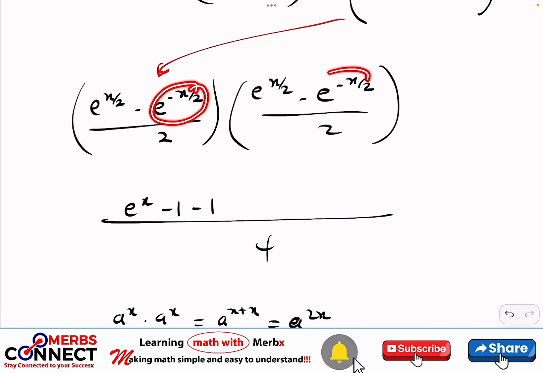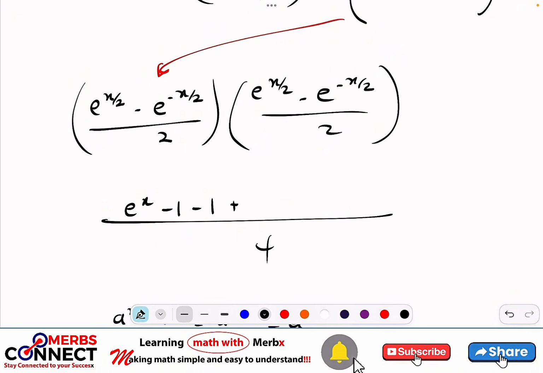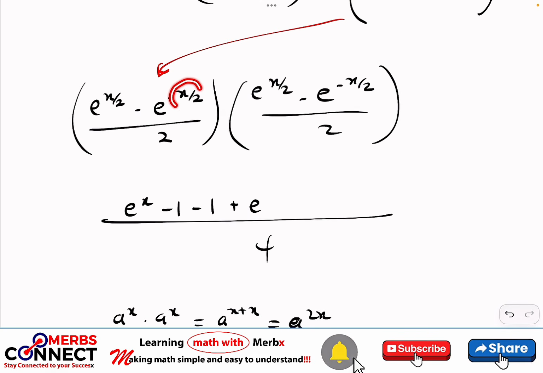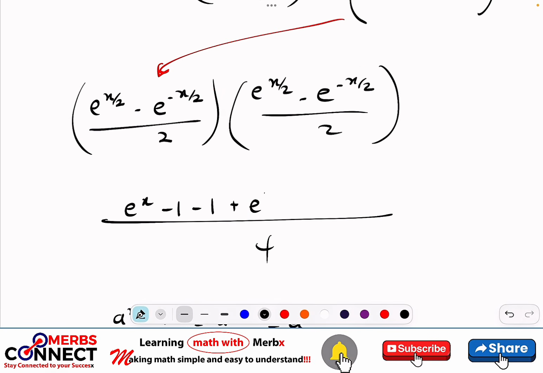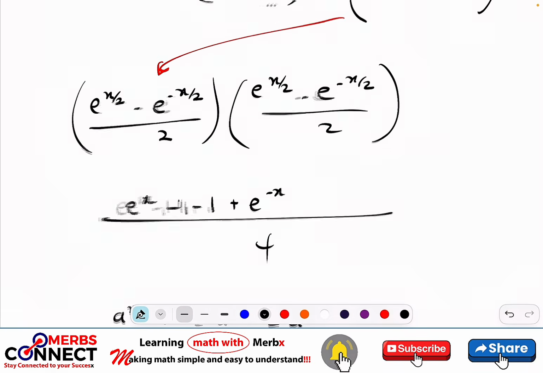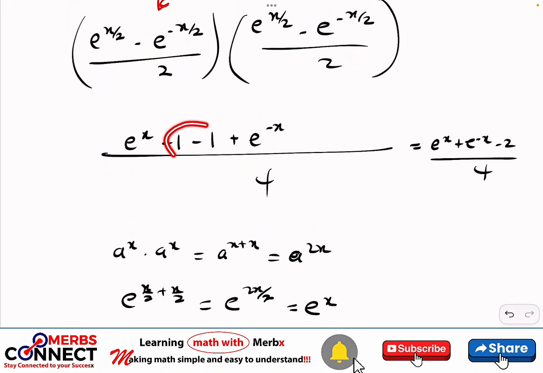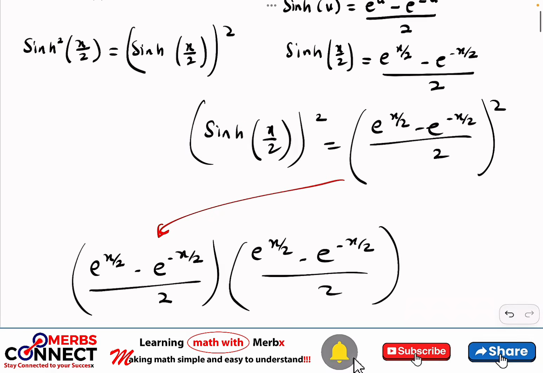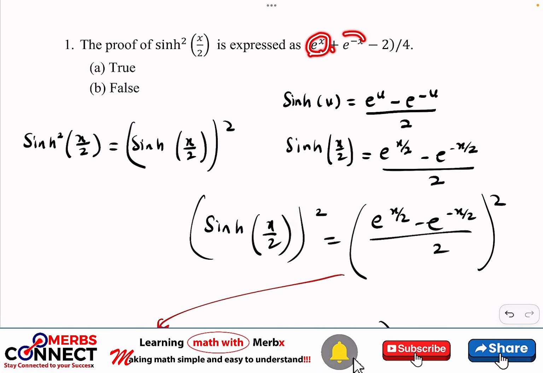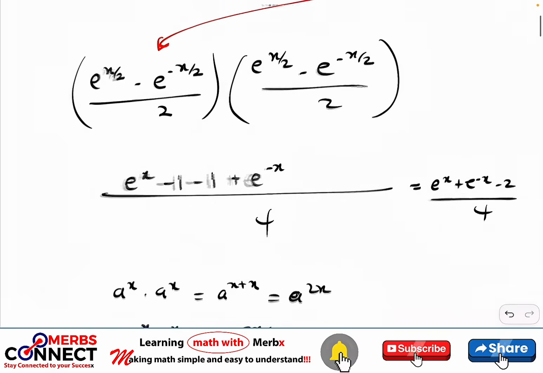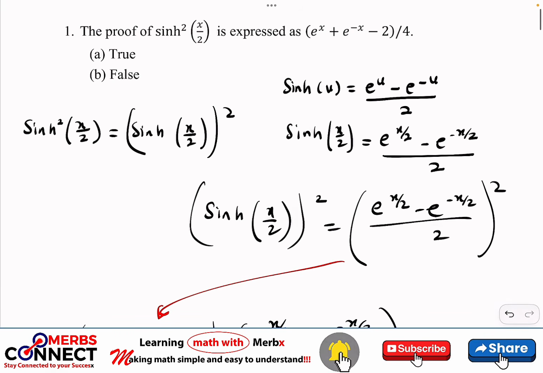Then I multiply this by this. Now minus times minus is going to give us positive, plus e to the power, now minus x over 2 plus minus x over 2 is going to give us minus x. Great. So now what will be the simplification here? This is the same as e to the power x plus e to the power minus x minus 2, divided by 4. So let me see if that's right. Yes, this is minus 2. And then we have this one here. So let's check if that's that. e to the power x plus e to the power minus x minus 2, all divided by 4, which is the same as this. So we are going to claim that this is true.